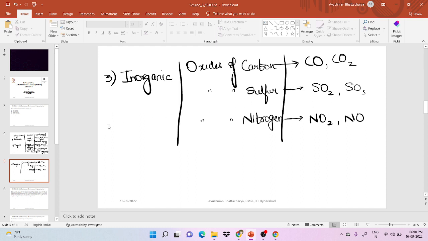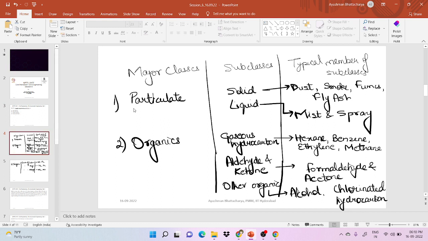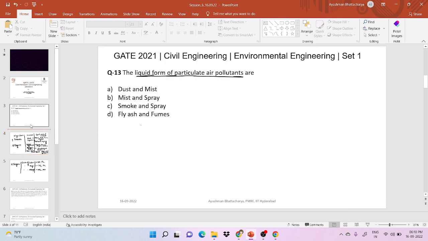Now we know that the three major classes exist: one is particulate matter, second is organics, third is inorganic. Now let's come back to the question. They have mentioned the liquid form of the particulate air pollutants. We will go back to the table. Under liquid, mist and spray are the specific members. So the correct answer is mist and spray. Option B is correct.